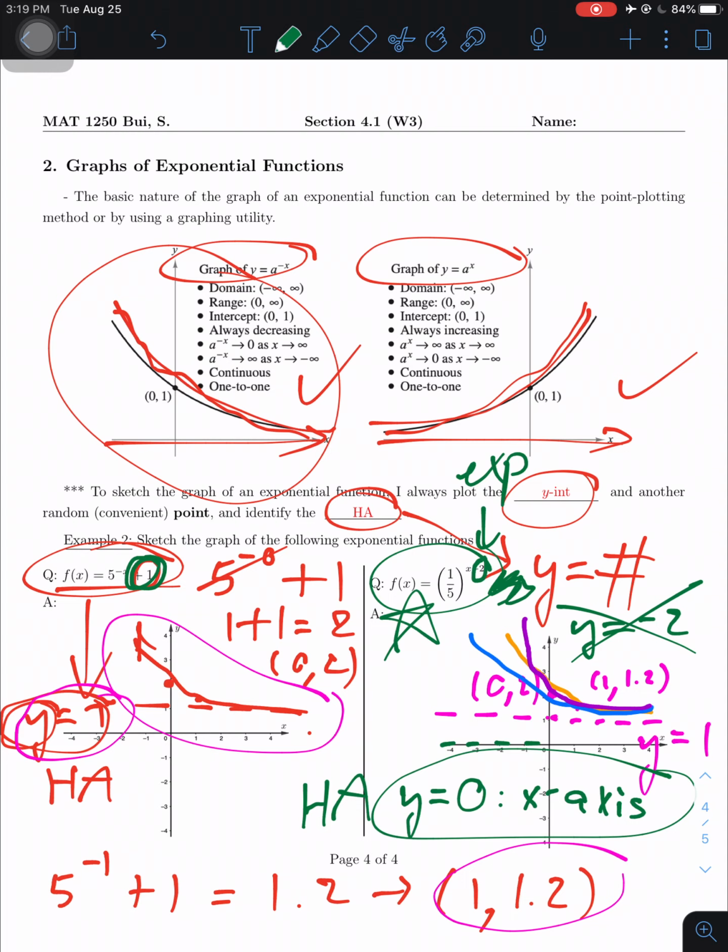If you have any questions on this one, let me know. Or if you want to double check with technology, you can draw this graph on Desmos, which most of you have heard of, I believe, or on GeoGebra. And that's the end of this section.